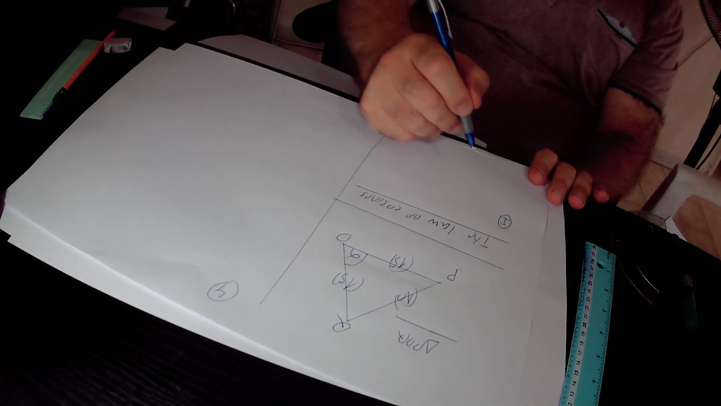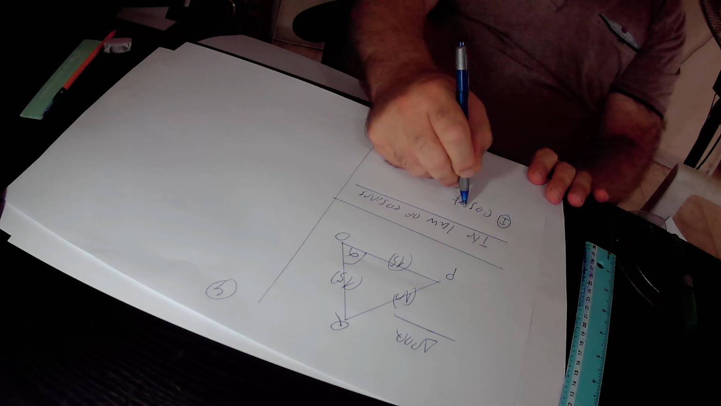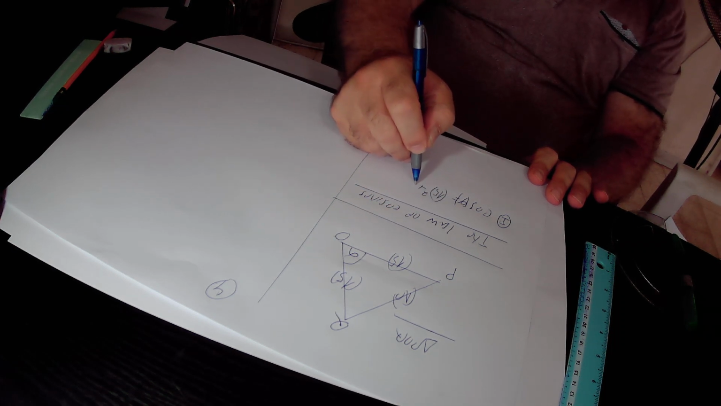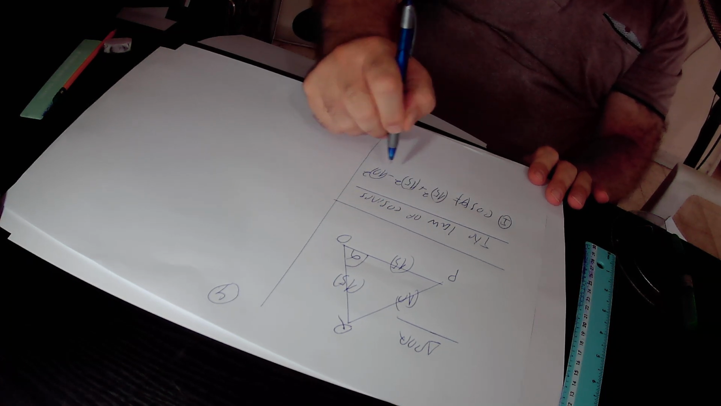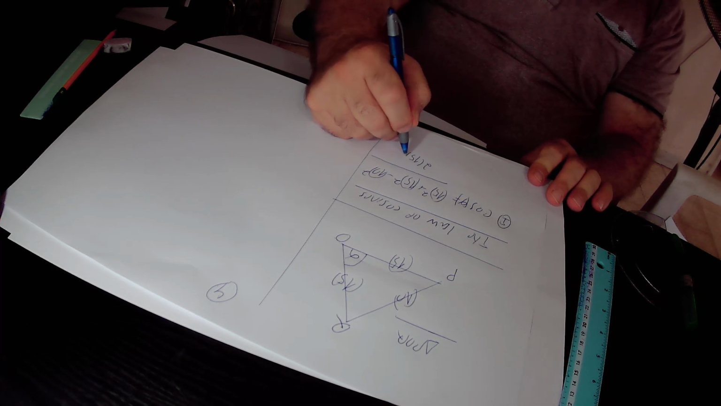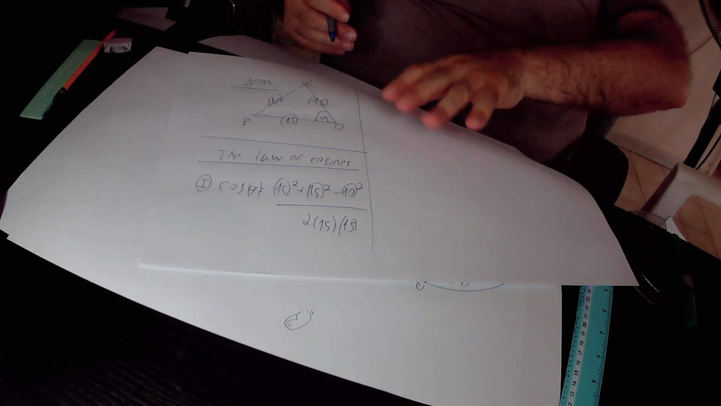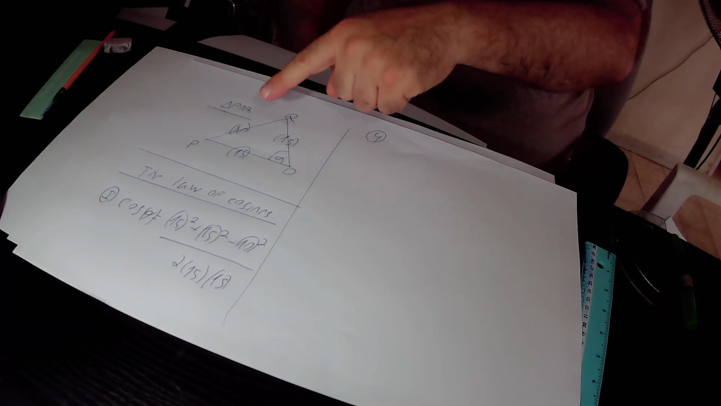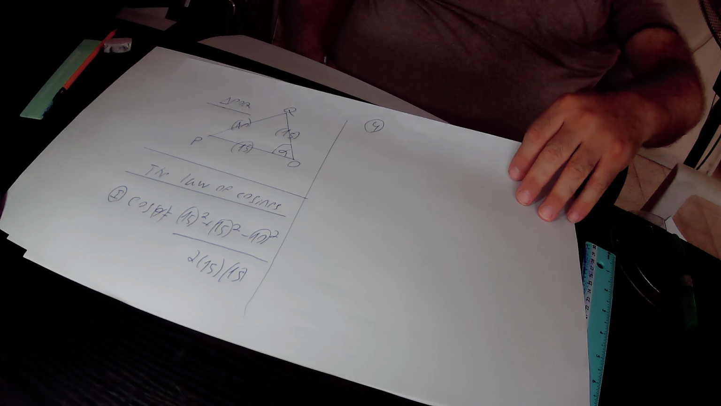So according to the law of cosines, cosine alpha equals 15 squared plus 15 squared minus 10 squared divided by 2 times 15 times 15. And again, according to the law of cosines, in this triangle PQO, cosine alpha equals 15 squared plus 15 squared minus 10 squared over 2 times 15 times 15. So this is equation 1.